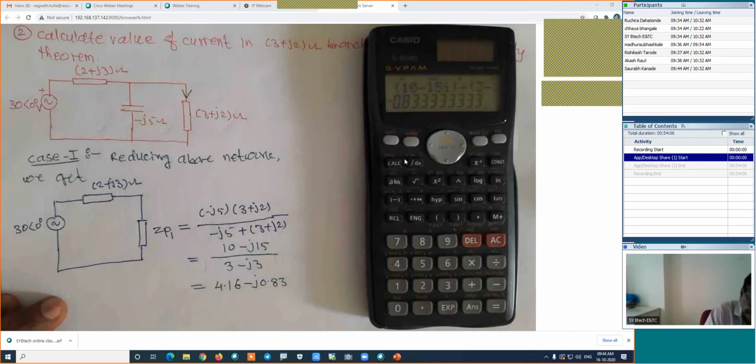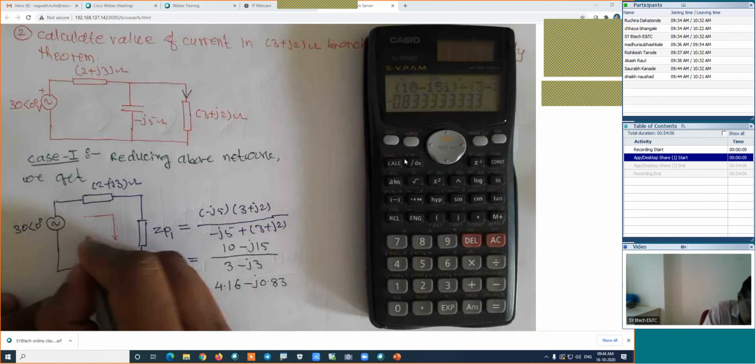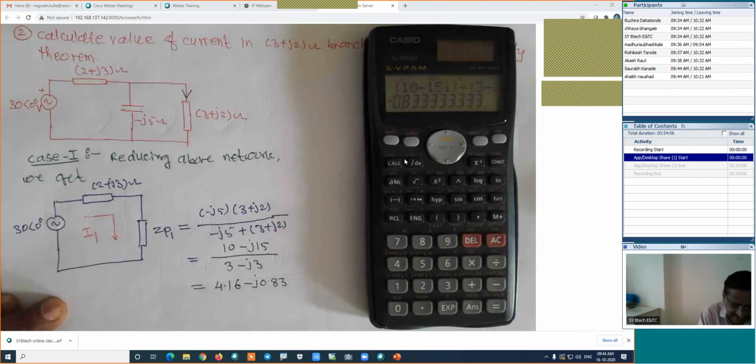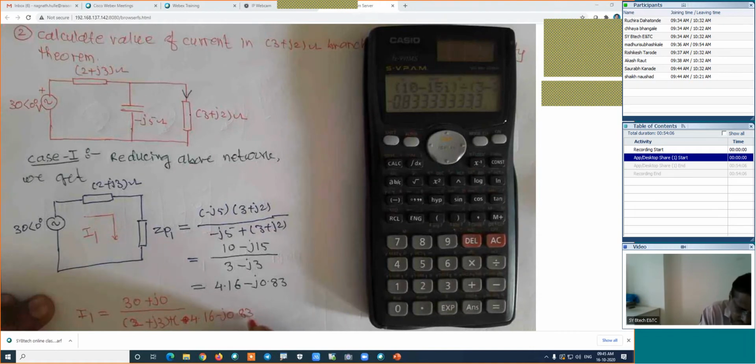For the first case, I will call this total current I1. Is it right? Now I1 is equal to the total voltage, that is 330 plus J0, divided by the total impedance. The total impedance is 2 plus J3, plus 4.16 minus J0.83, the addition of these two impedances.